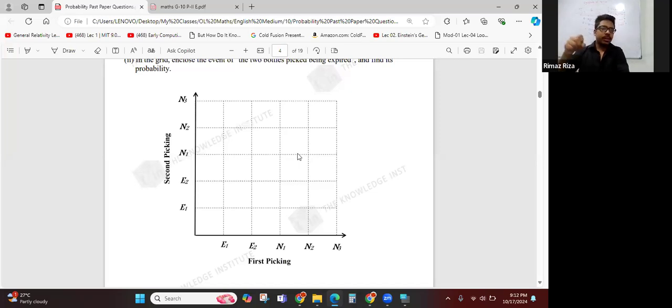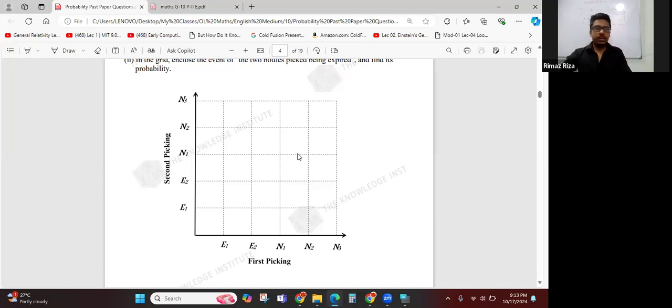And then again, for the second picking, the second attempt, I take another bottle and note down. So this is the event. I have modified the event. The actual question is without replacing, taking another bottle. But here, for the purpose of explaining, first I take one bottle and note down, and I replace it. Again, I take another one, right? So let's first discuss this, and then let's mark the sample space in the grid diagram, and then we will write the actual answer to this problem.